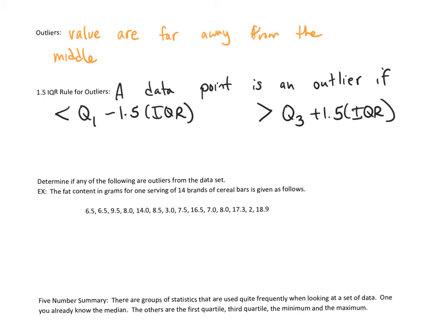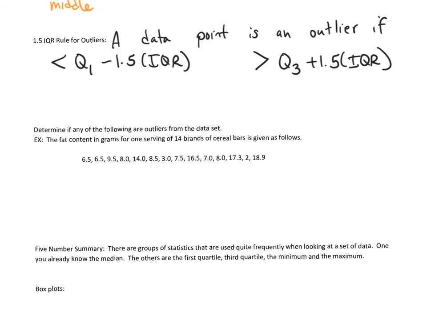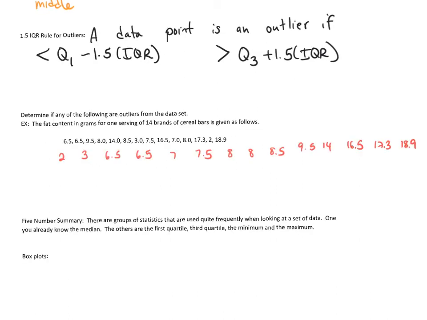So we'll look at an example of this where we have a data set with the fat contents in grams for one serving of 14 brands of cereal bars given by the following. So again, we have some data. The first thing I'm going to have to do is put it in order. All right, so here's our data listed in order.